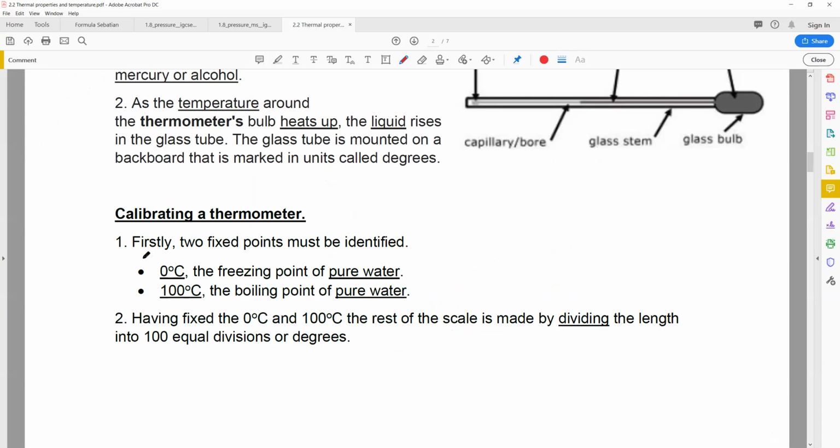If you look at this part here, the first two fixed points are identified as 0 degrees, which is the freezing point of pure water, usually measured at the melting of ice, and 100 degrees Celsius, which is the boiling point of pure water as well. Having the 0 and 100 degrees Celsius, the rest of the scale is made by dividing the length into 100 equal divisions of degrees. Like I mentioned, if 50 cm represents 100 degrees Celsius, then 1 cm represents 2 degrees. Then you can start drawing your scale on the thermometer.